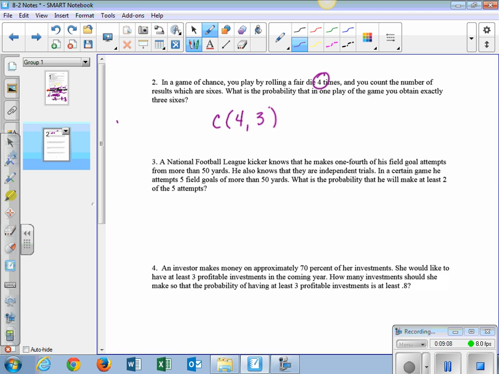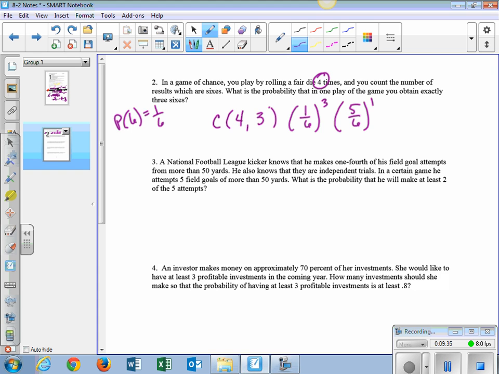What's the probability of getting a 6? Isn't that 1/6 on a fair die? So I'd be taking my 1/6 and I want that to occur 3 times, so I raise it to the 3rd power. The probability of not getting a 6 would be 5/6, and that's going to be raised to the 1st power, because remember the exponents have to add up to the number of times that you're playing the game. In this case, rolling the fair die 4 times.